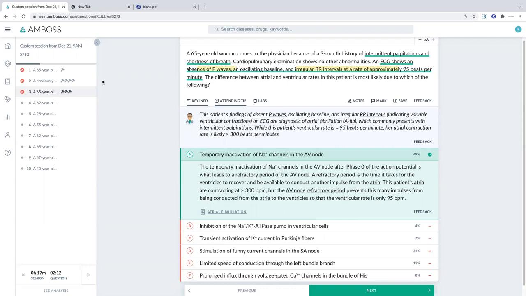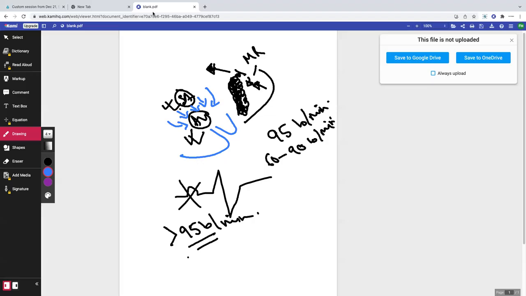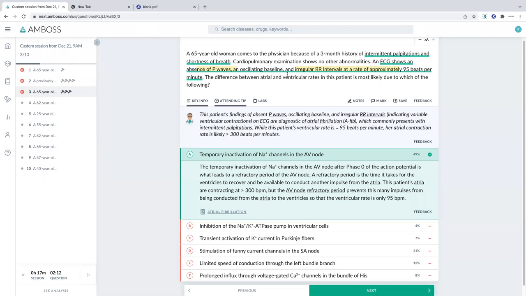Dr. Fidel, would you be kind enough to unmute yourself? Can you explain what this question is asking about? It's the difference between the SA node and AV node. The SA node goes with a specific rate of pulse, and the AV node should slow or lower that pulse. In this case, the AV node doesn't work well, so it will transmit the same speed of the SA node to the rest of the heart muscle.